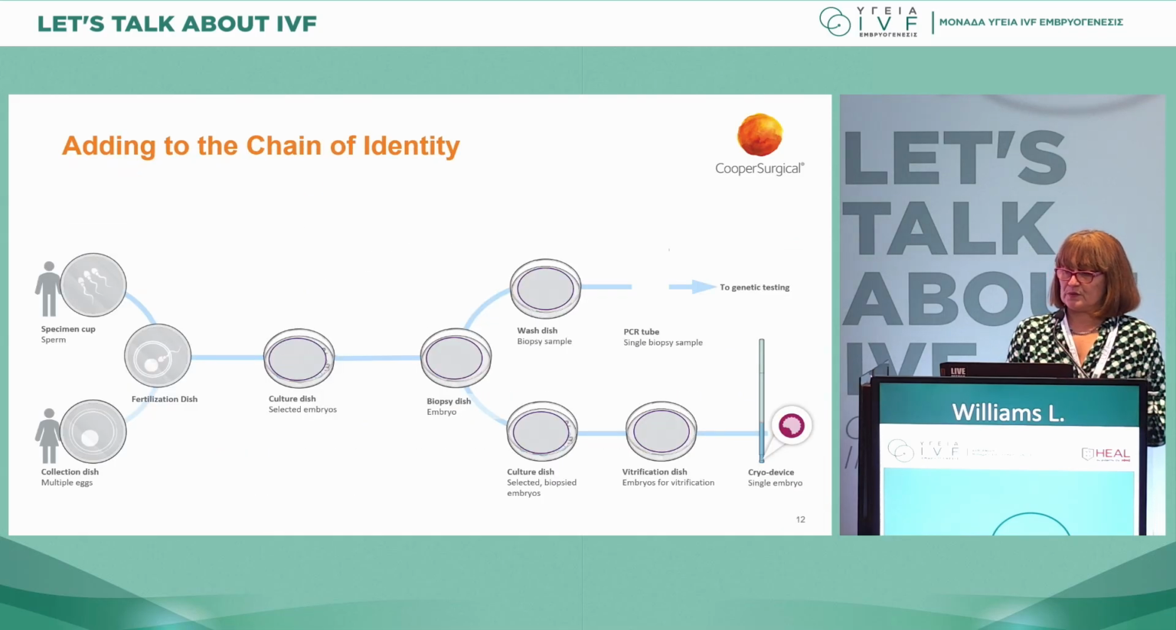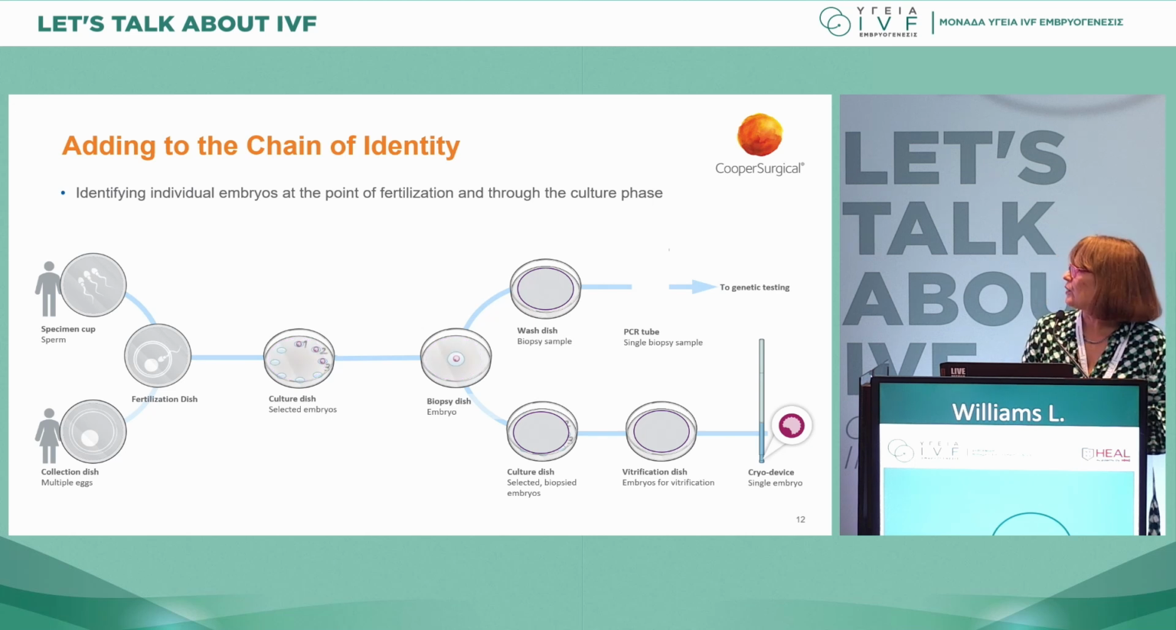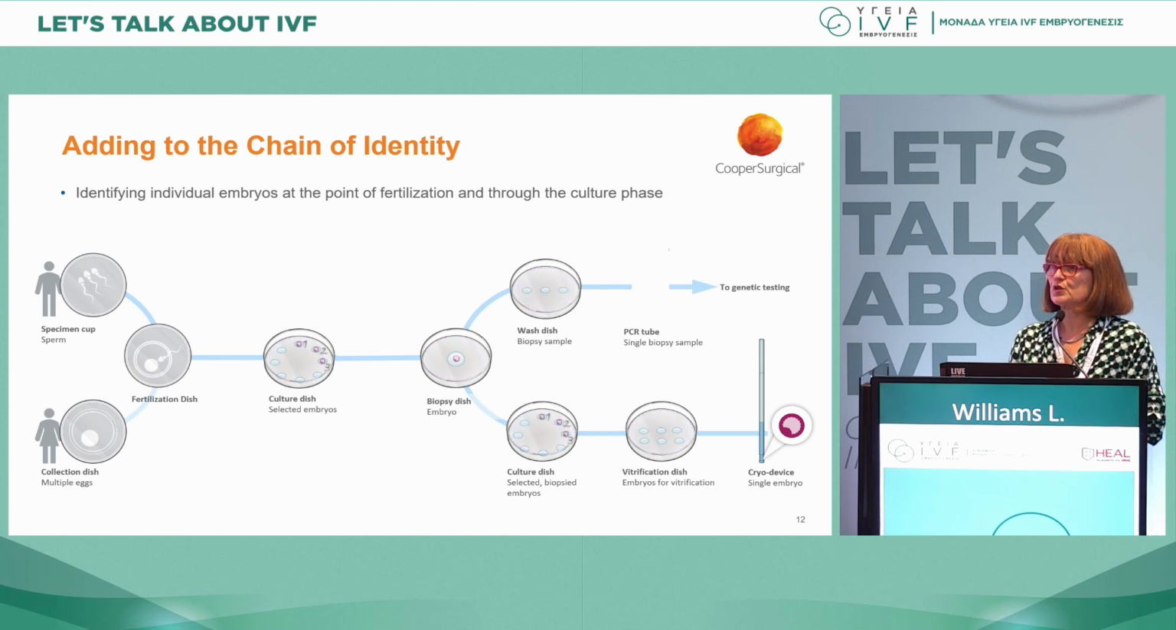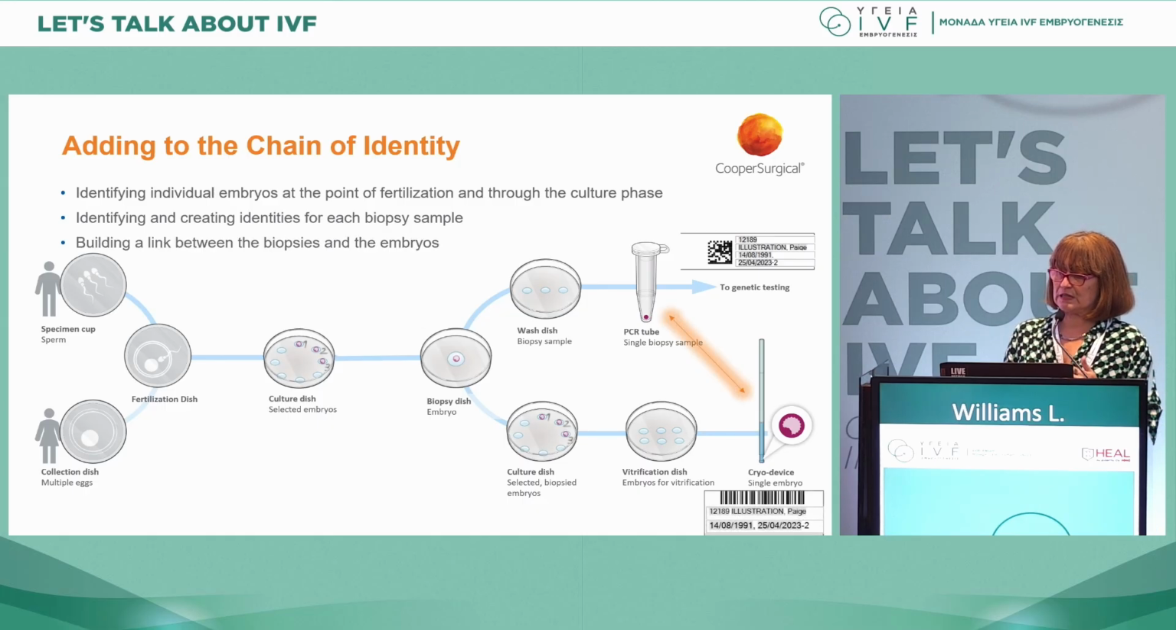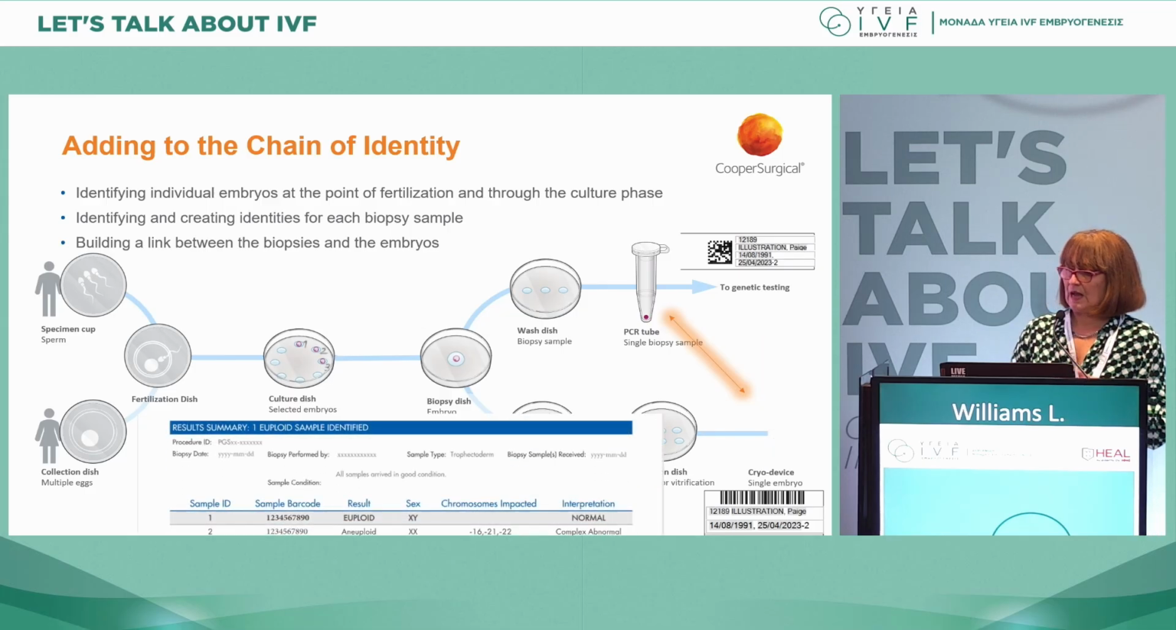So with embryo and biopsy tracking, you can now identify individual embryos at the point of fertilization through the culture process. It allows you to create a unique ID for each of the biopsy samples, building a link between the biopsy and the embryos. And this gives the lab greater security and transparency on the receipt of the genetic tests. And then on the movement to thaw and transfer, it can warn an embryologist or the operator which embryo has been approved for transfer to ensure that no errors are made.